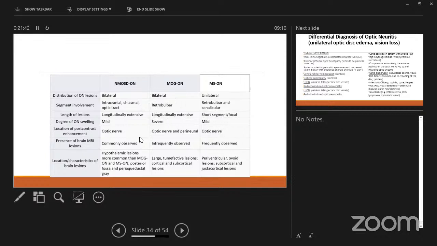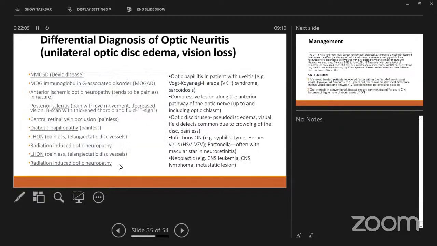The degree of optic nerve swelling is severe in MOG associated. Location of post-contrast enhancement: generally here it is optic nerve and perineural, whereas otherwise it is optic nerve. Presence of brain MRI lesions is commonly observed in neuromyelitis optica, whereas it is infrequent in MOG, and there are characteristic brain lesions. Differential diagnosis again can be neuromyelitis optica, MOG, then central retinal vein occlusion, diabetic papillopathy, LHON, radiation-induced optic atrophy.